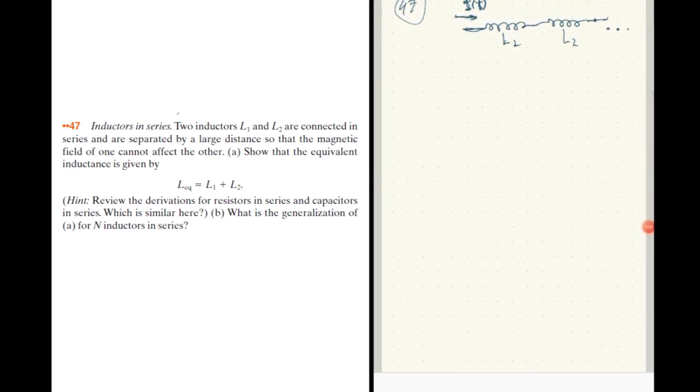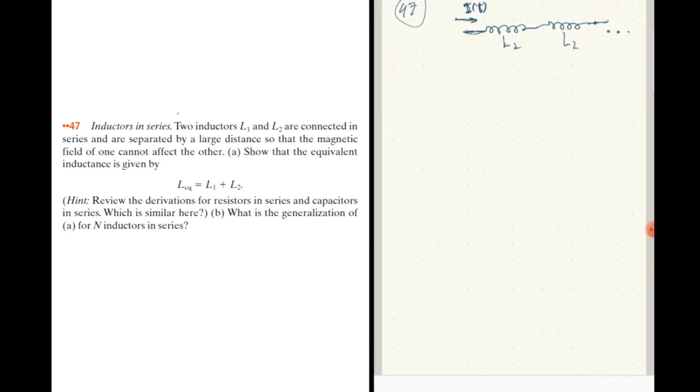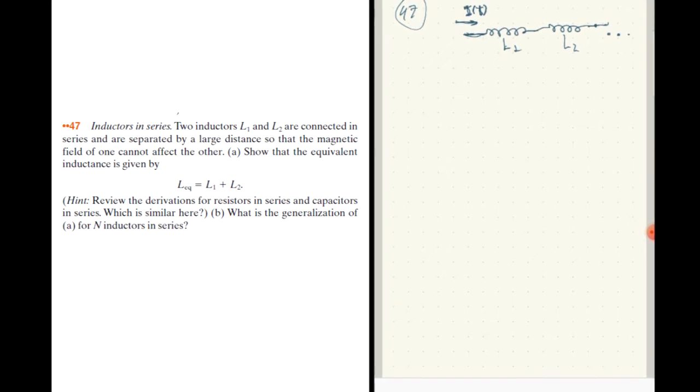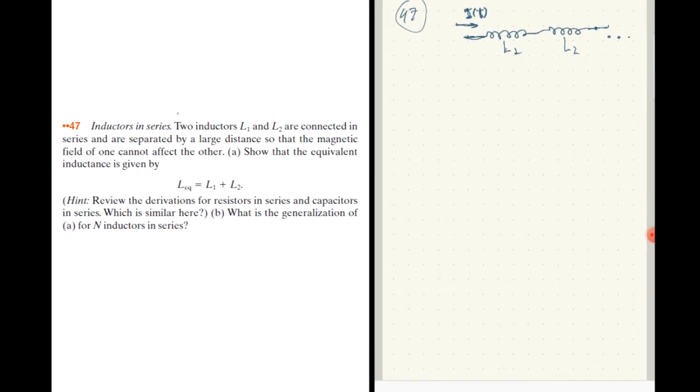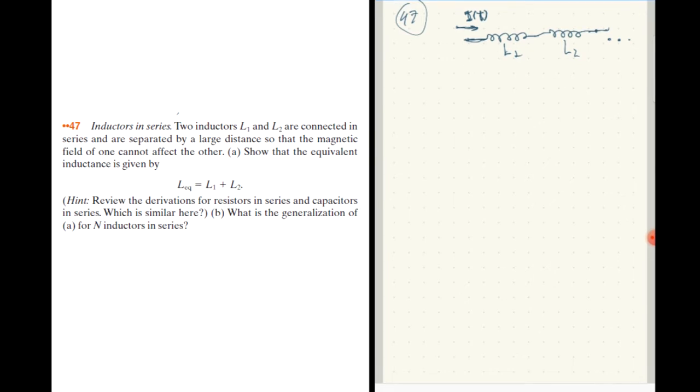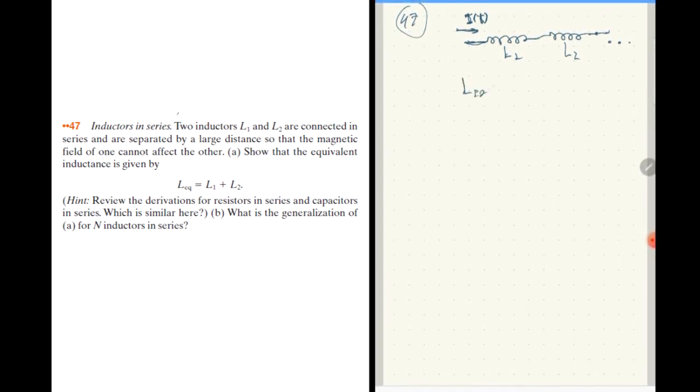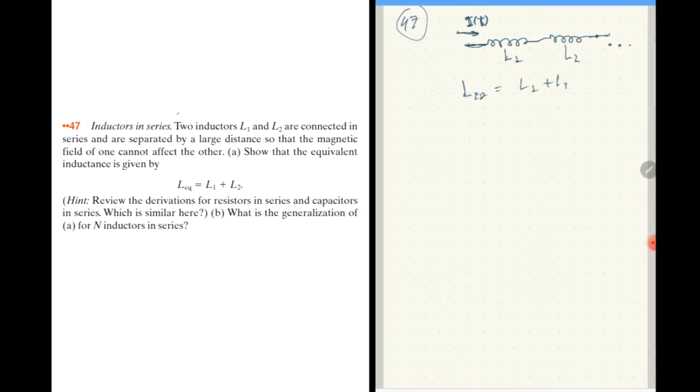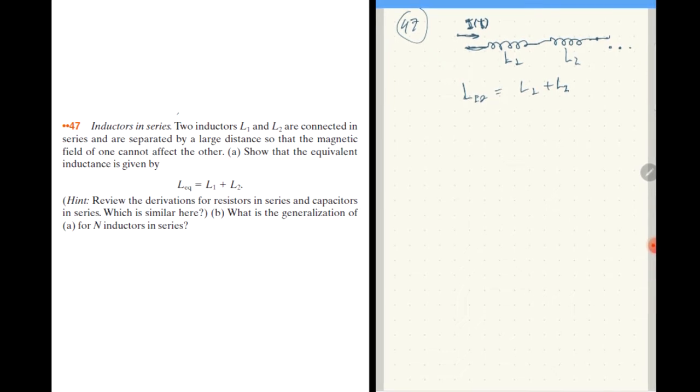This time I'm going to solve problem 47. It's the problem about two inductors, one after the other, which you call inductors connected in series, like resistors or capacitors. We have to show that we have an equivalent inductance, which is the sum of the inductance of each inductor. And this time we have two inductors right over here.